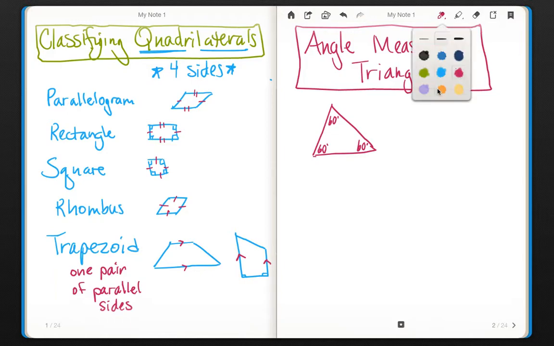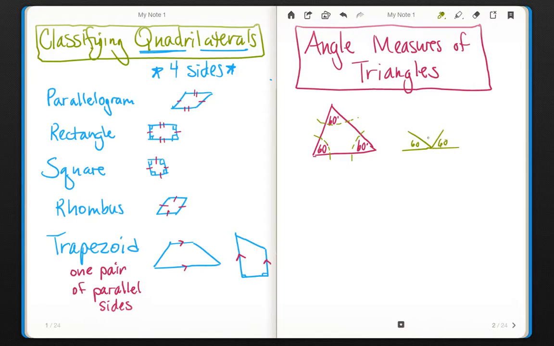Well, if I were to get out a pair of scissors and snip off each of these corners, this is what I would do with you if I were there. So now I've got these 3 pieces. There's one piece that's 60, another piece here that's 60, and this one would be 60. If you take all 3, notice what they add up to. They make a straight angle that's 180 degrees.